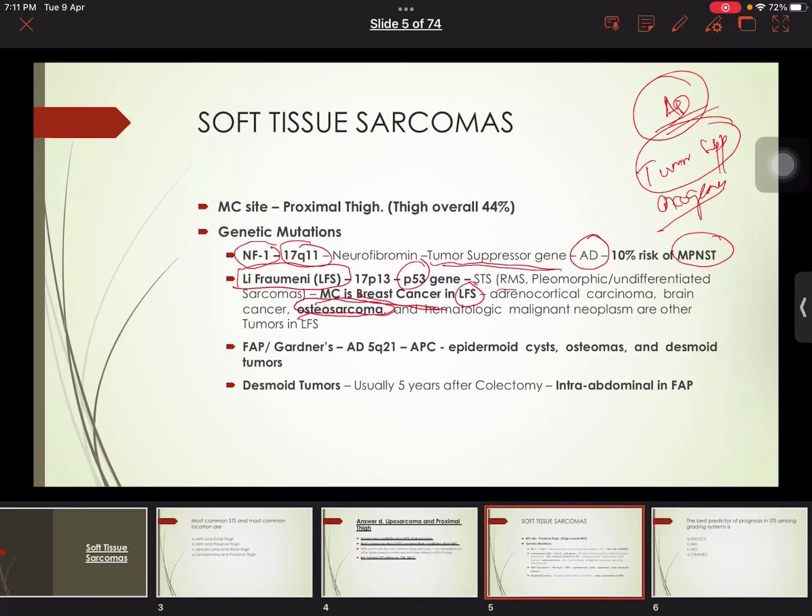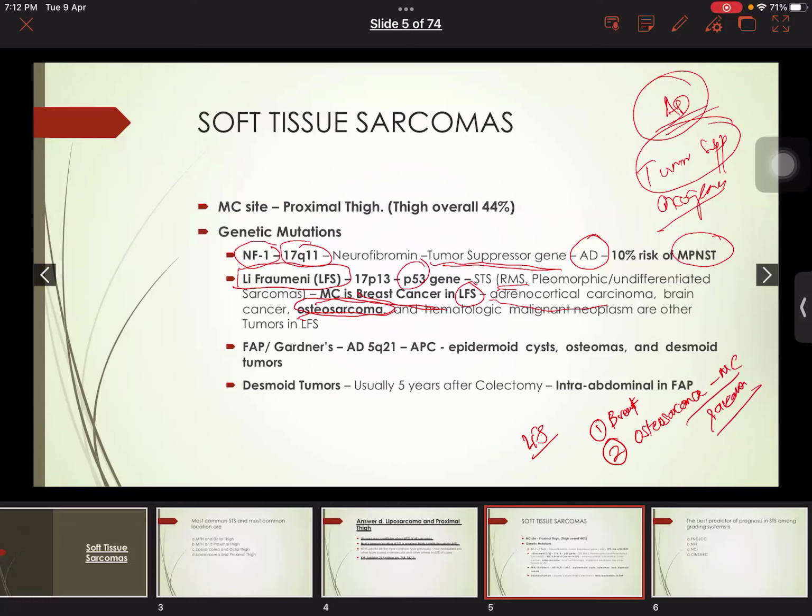Other than that, you can also get pleomorphic sarcoma. You can get your rhabdomyosarcomas. All these can happen. Then you have adrenocortical carcinoma, brain tumors. Many of these can happen. So the most common tumors in LFS are going to be, one is breast carcinoma. Then, among the sarcomas, if you look at it, the most common is going to be osteosarcoma. This is the most common sarcoma that is associated with your LFS.